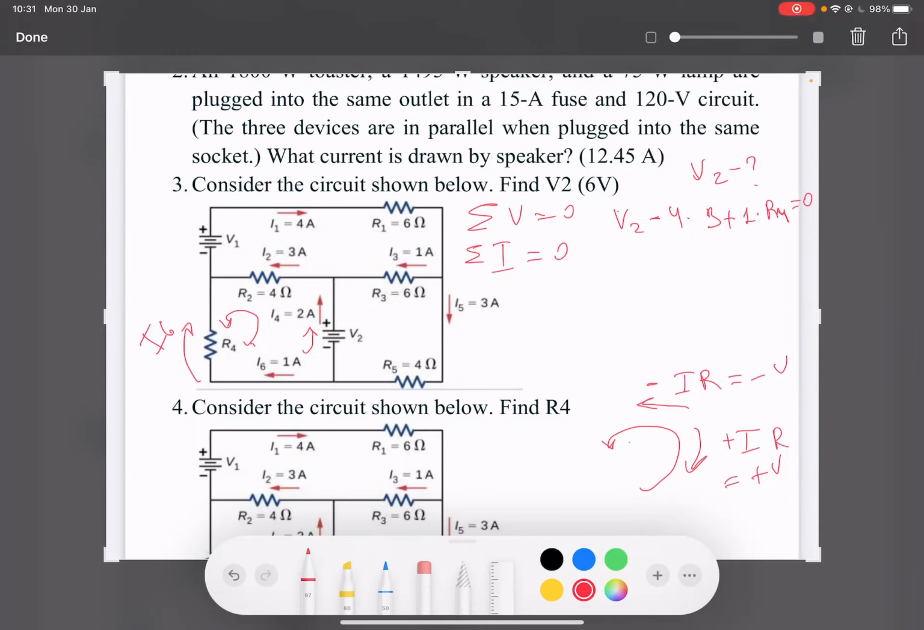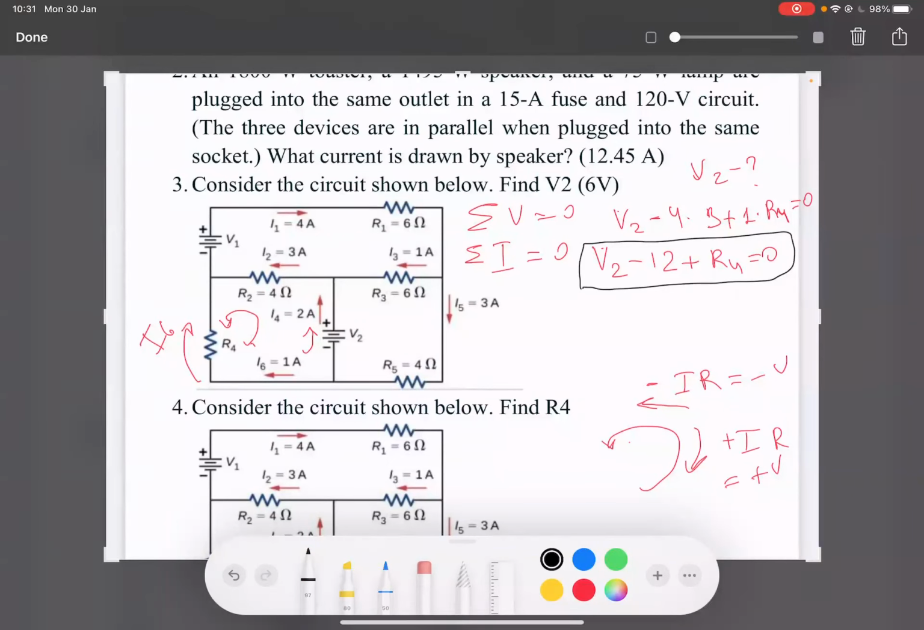Let me write it down bigger. Minus 12 plus R4 is equal to 0. So now we got our first equation, which is the sum of the potential differences equal to 0. Now, we still cannot find V2 because we have two unknowns, V2 and R4, correct? Now, we have to come up with another equation.